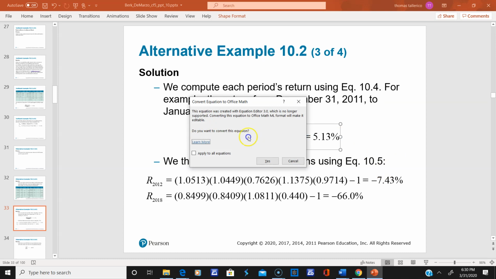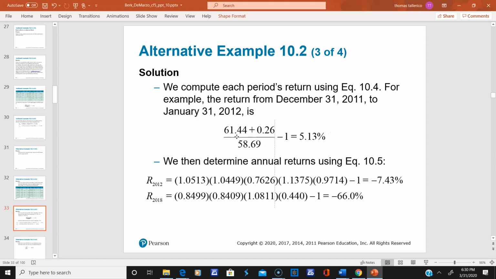What happened? Where's my cursor? So there's another example here. My cursor's getting all messed up.